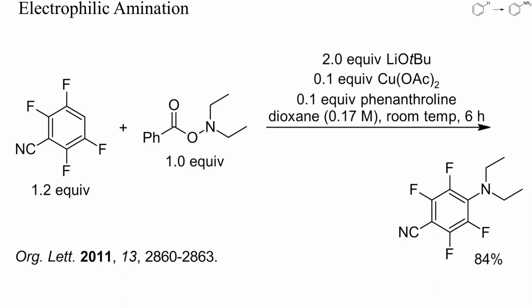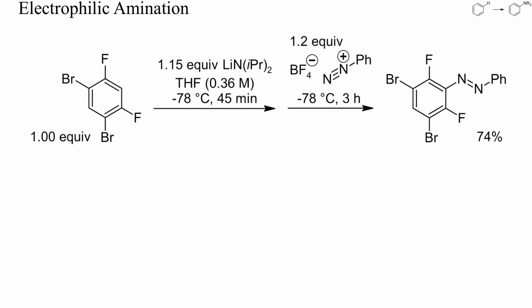Here, tetrafluorobenzonitrile was deprotonated by lithium tert-butoxide and then aminated with a benzoylated hydroxylamine and a copper catalyst. In this example, a polyhalobenzene was deprotonated with LDA at low temperature and then coupled with a diazonium salt.